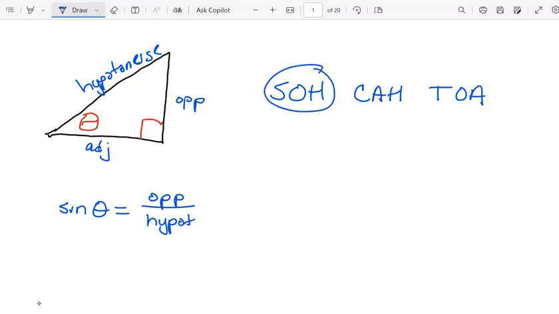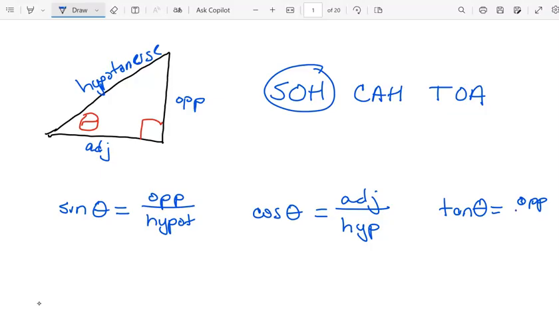That's SOH, sine is opposite over hypotenuse, and the cosine of angle theta is equal to the ratio of the adjacent side length over the hypotenuse. And finally, the tangent of angle theta is equal to the opposite side length over the adjacent leg length.